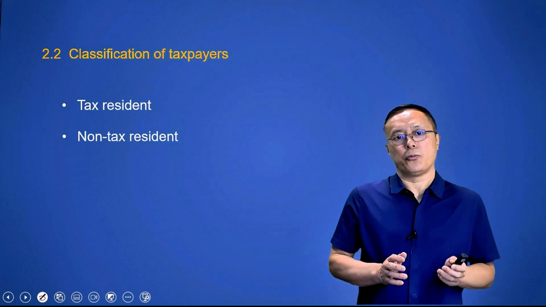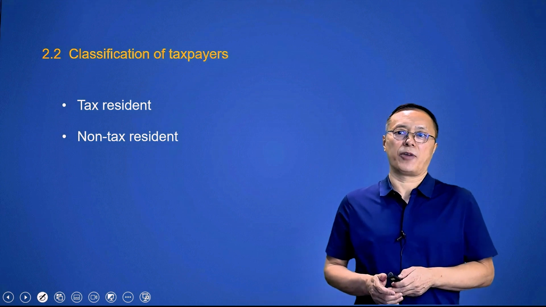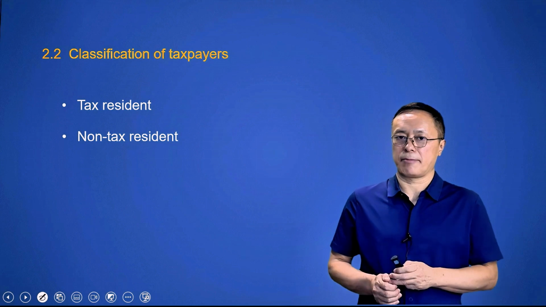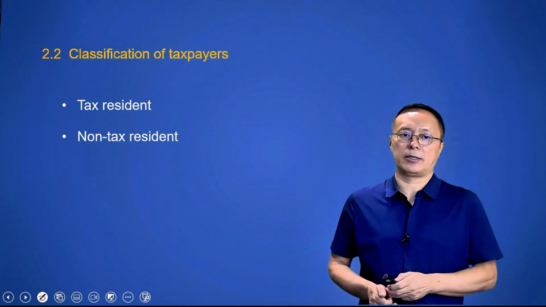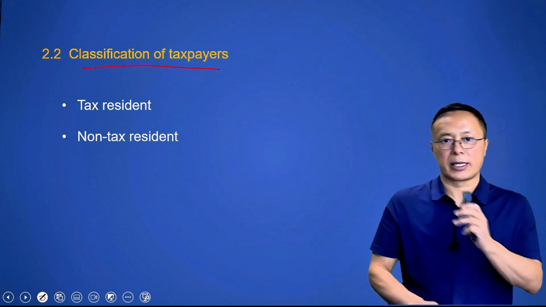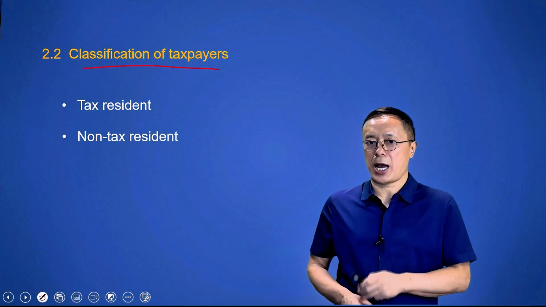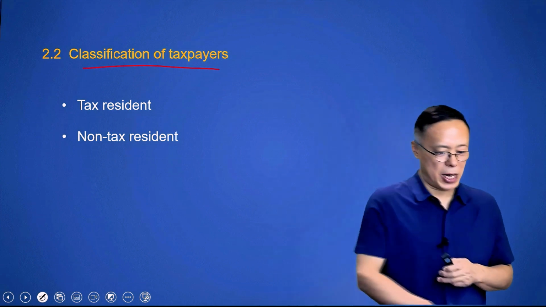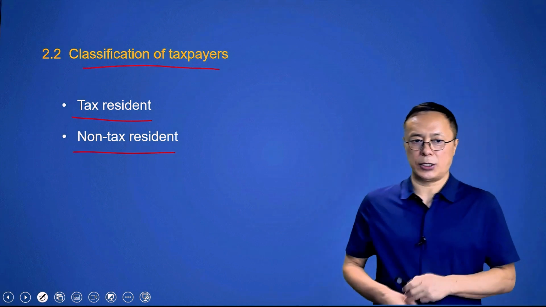Just knowing which individuals belong to taxpayers is not enough. We also need to classify them according to their tax status, because different tax statuses have different tax obligations. So we continue to talk about the classification of taxpayers. Based on domicile and period of stay in China, taxpayers are classified into two types, which are tax resident and non-tax resident.